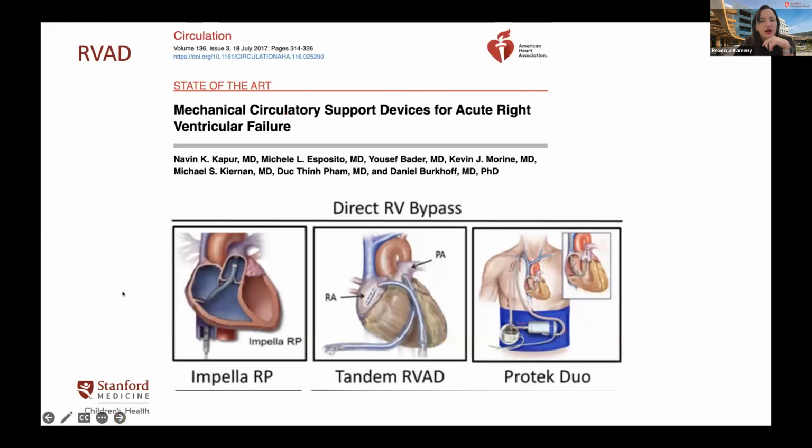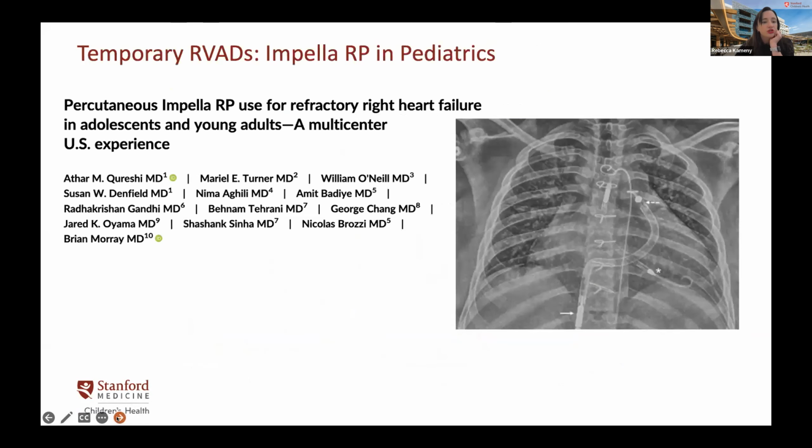And then the other part is temporary RVAD support. This is more commonly used. So this is an Impella RP. This is an axial pump where the system is totally enclosed. It can be percutaneously inserted. And then there's these other systems with a ProtekDuo cannula or other types of cannula where there's a centrifugal pump outside the body. The main issues here are that these are designed for adults and so really can only be used in older children.